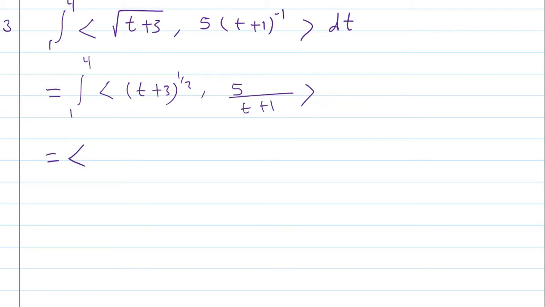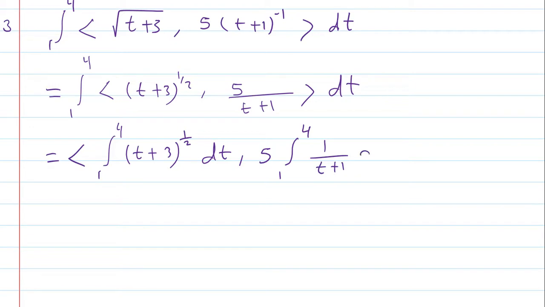Well, we are going to evaluate this integral component wise. So we are integrating the first component with respect to t. Here we have t plus 3 to the power half dt, and the second component is 5 multiplied by the integral from 1 to 4 of 1 divided by t plus 1 dt.